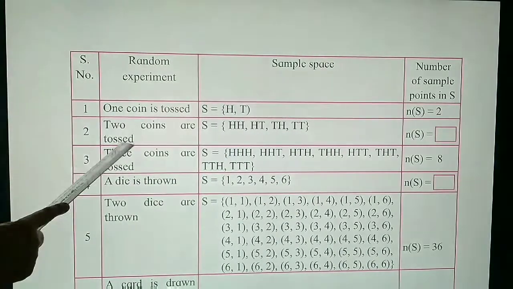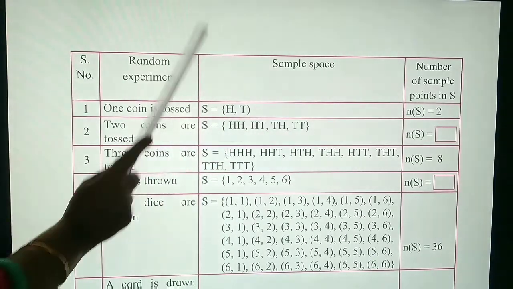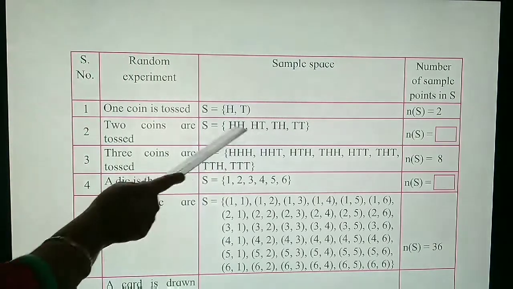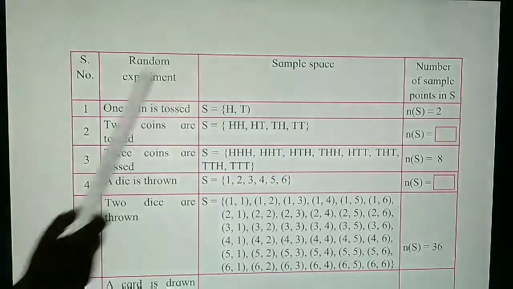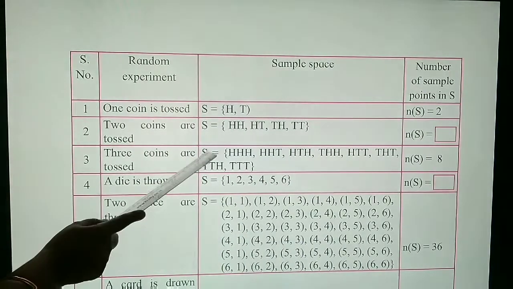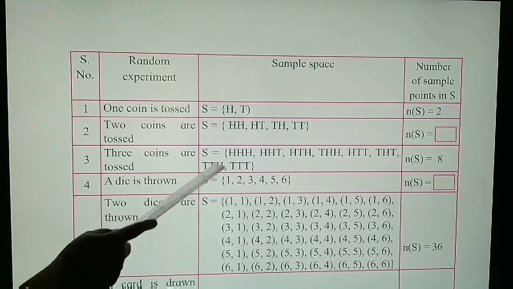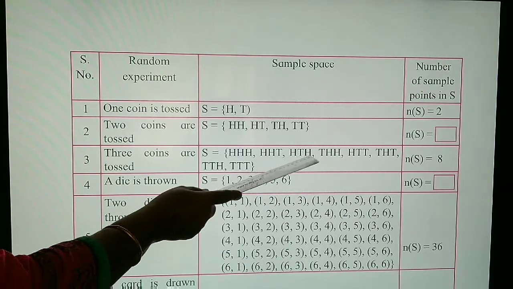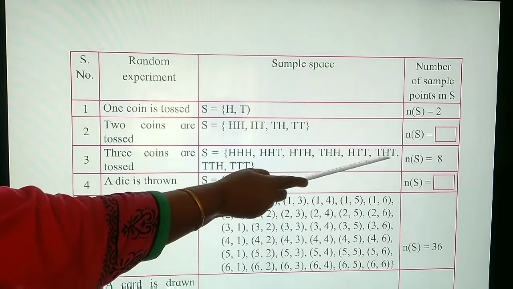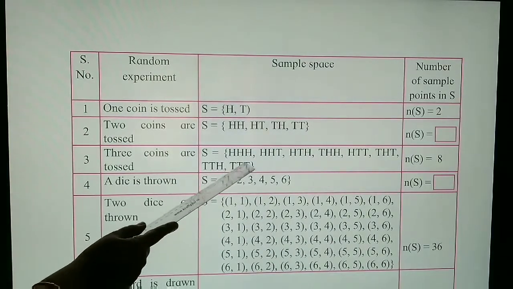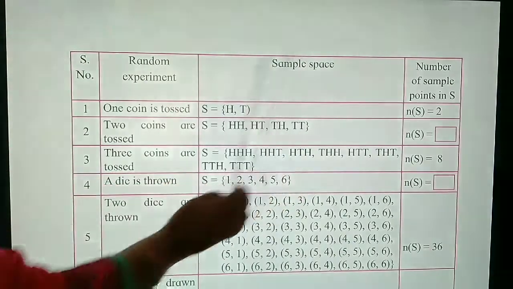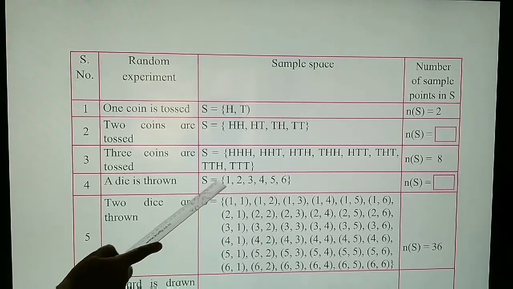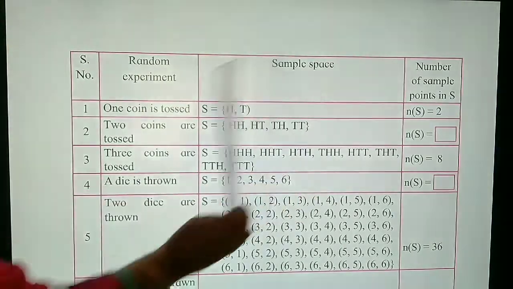When two coins are tossed, we get 4 outcomes in the sample space. S is equal to {HH, HT, TH, TT}. How many? 4. So, we write n(S) equal to 4. Third one, 3 coins are tossed. When we toss 3 coins, we get these possibilities. How many possibilities? 8 possibilities: HHH, HHT, HTH, THH, HTT, THT, TTH, TTT. So, n(S) equal to 8. When a die is thrown, how many? There are 6 possibilities. So, we write S equal to {1 to 6} and n(S) equal to 6.